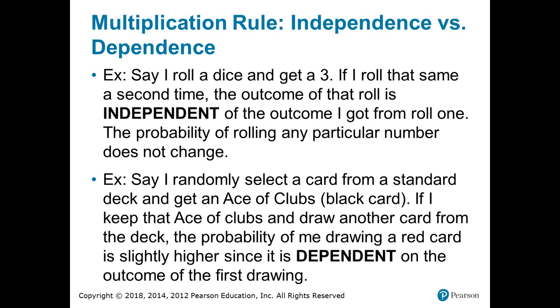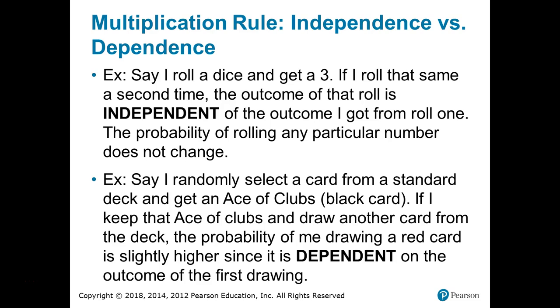Nothing too crazy right here. Let's talk in an example. So what makes them independent or dependent? Well, do they depend on one another, obviously? So say I roll a dice and I get a 3. If I roll that same dice a second time, the outcome of that roll is completely independent of the outcome I got from roll 1.